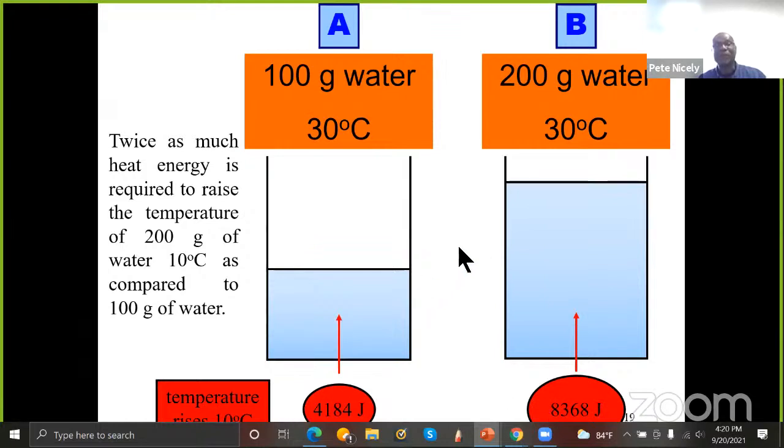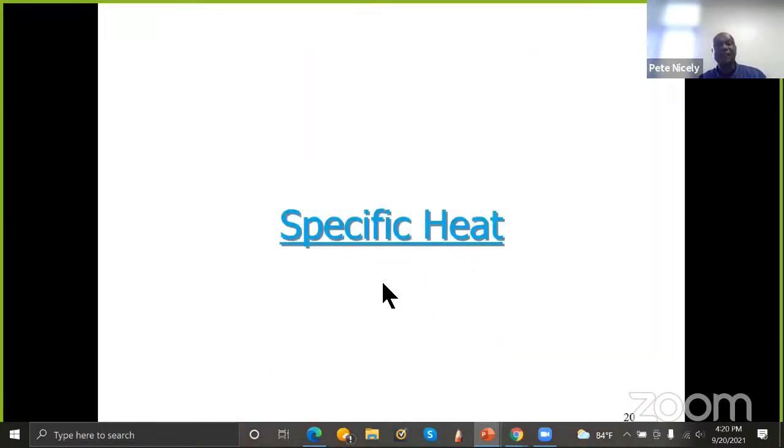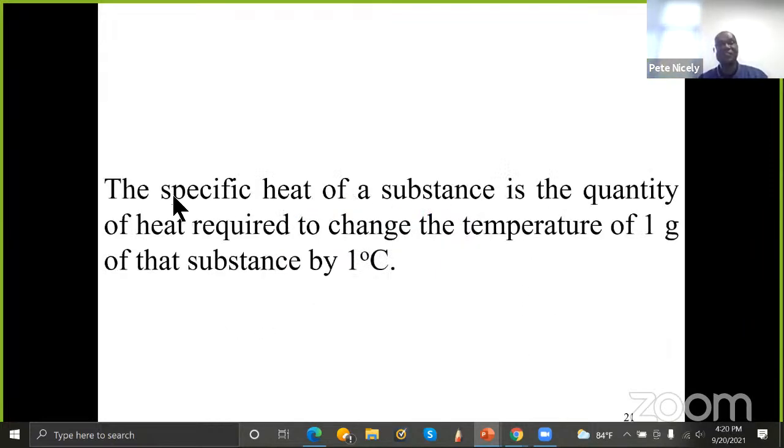Okay, so let me introduce to you now a particular concept known as specific heat. Very important. It is actually a physical constant, or physical property, that different substances will have. So this is the definition of specific heat. The specific heat of a substance is the amount of heat required to change the temperature of 1 gram of that substance by 1 degree Celsius. All right, so that's the definition of specific heat.